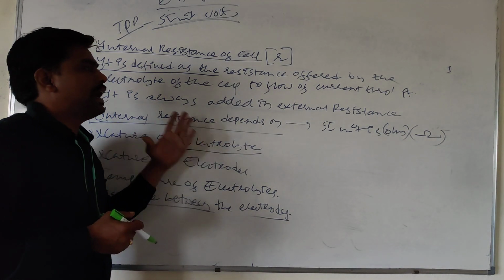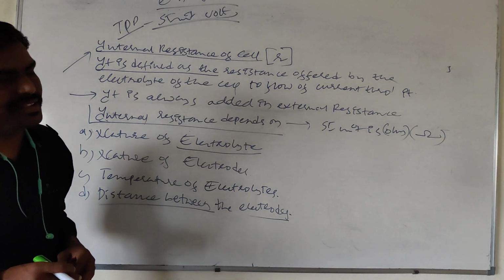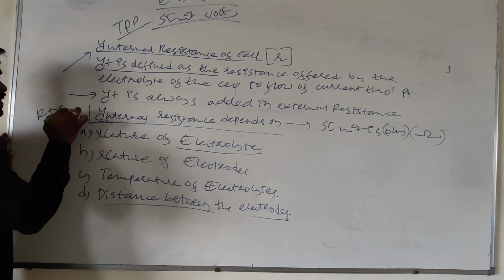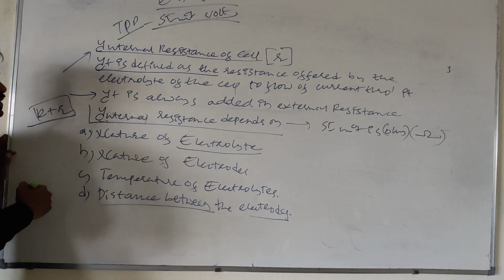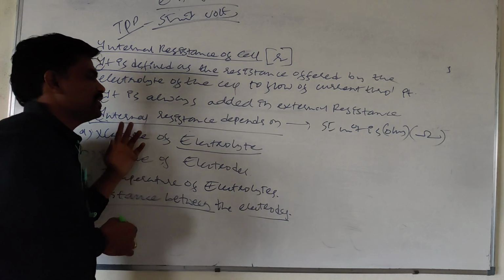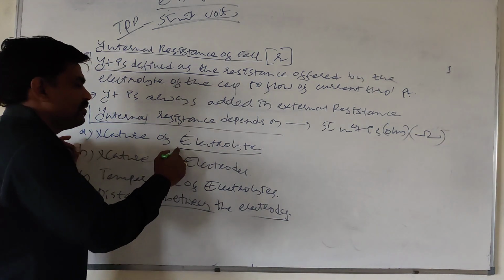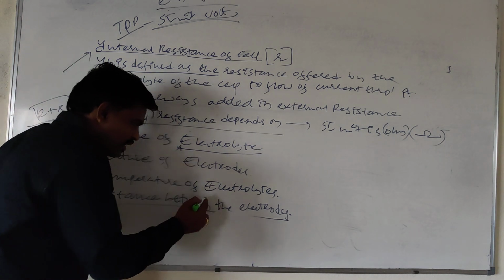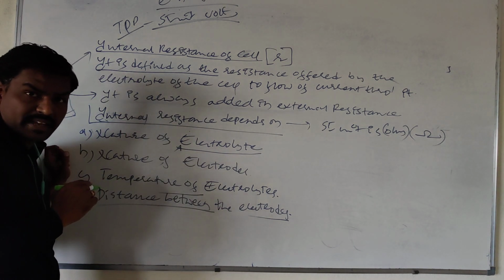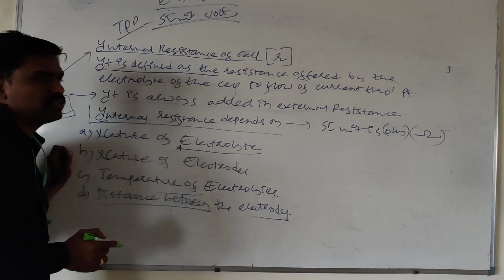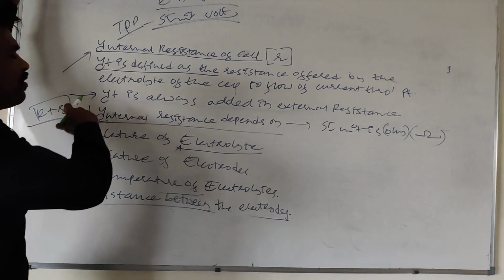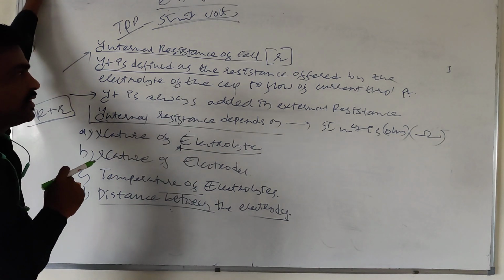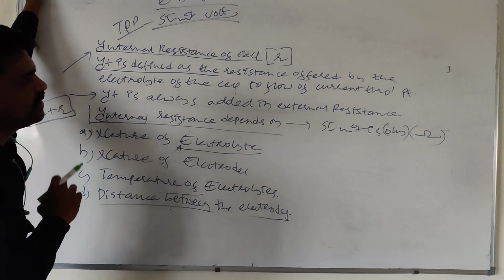It is always added to the external resistance. External resistance gets added together as R plus r, you should know. So it depends on the nature of the electrolyte, the nature of the electrodes, the temperature of the electrolyte, and the distance between the electrodes. The internal resistance depends on all these factors.